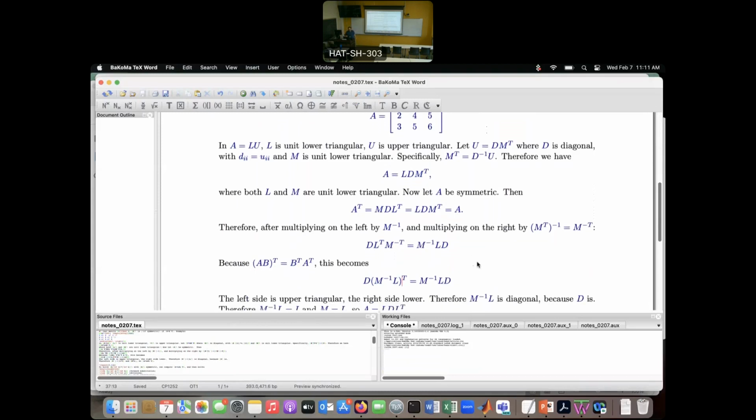Now, why did I do that? Because if you look at this equation, I have M inverse L on the left side of the transpose, and then I also have M inverse L on the right side.